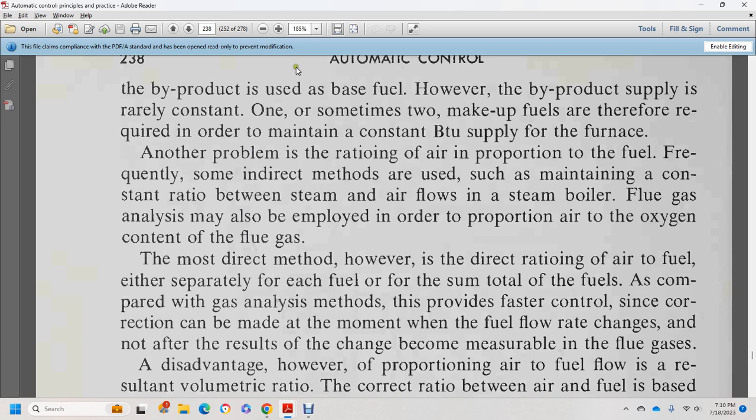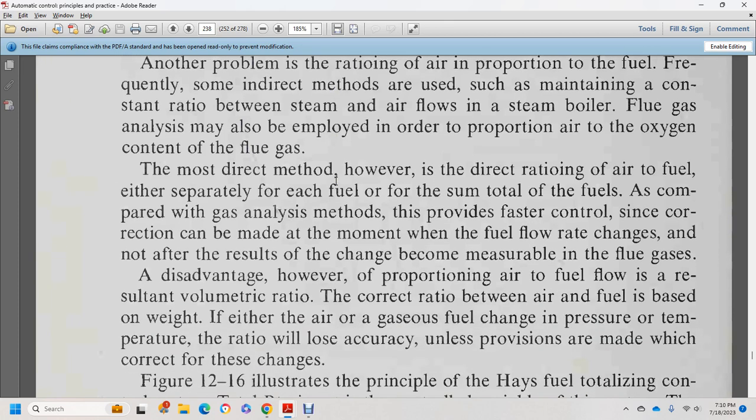A disadvantage, however, of proportional air to fuel flow is that the volumetric ratio results in a correct ratio between the air and fuel based on weight. Either with the air or the gaseous fuel, changes in pressure or temperature will cause the ratio to lose accuracy, unless provisions are made which correct these changes.